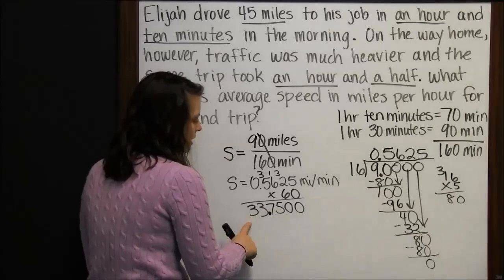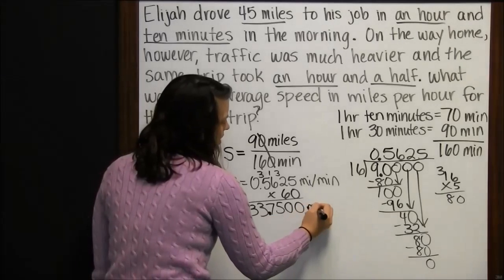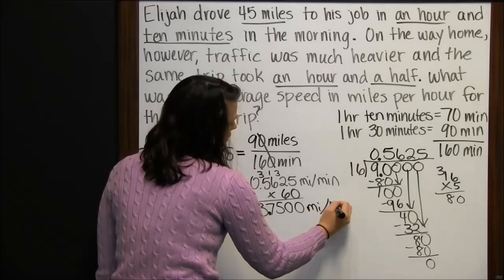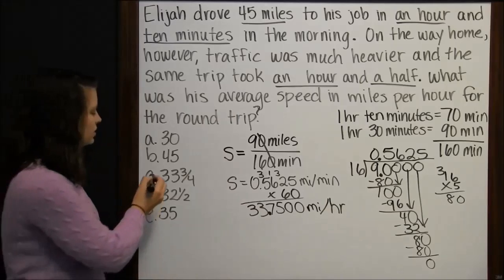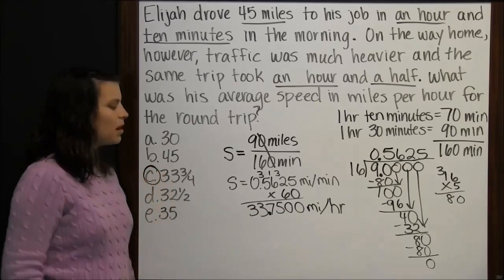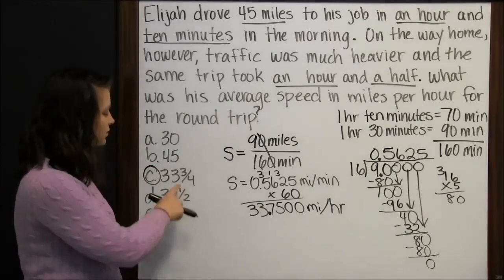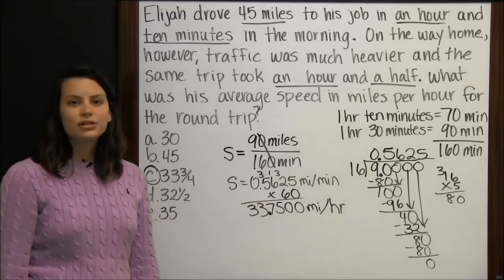So it's 33 and 75/100 miles per hour, which is the same as 33 and 3/4 miles per hour, since 3/4 and 75/100 are equal.